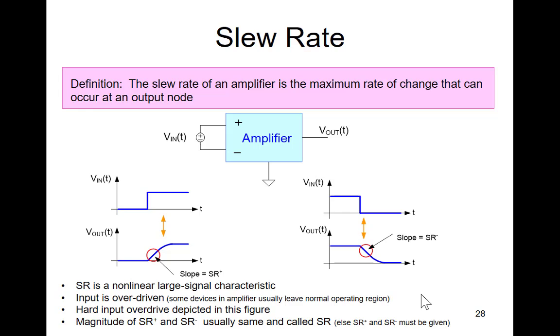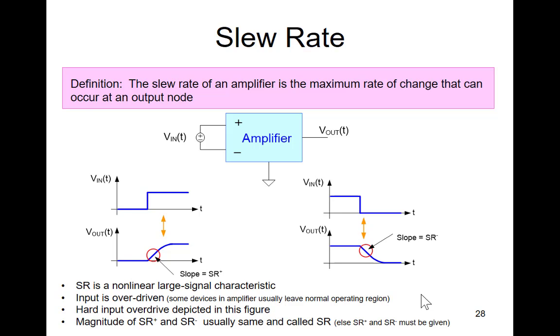The input is overdriven. And usually during slew, your devices will enter a different mode of operation, and the gain will go down. Your transistors may normally be operating for MOS devices in the saturation region. When it goes into slew, some devices will go into cutoff, and some will go into triode region. Hard input overdrive is what I'm depicting here in the figure. And typically, when it goes into slew, it'll be a straight line. The slew will invariably be a straight line. Slope will be constant.